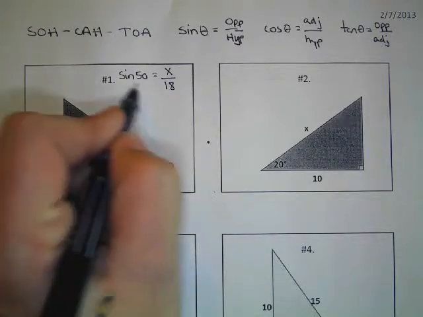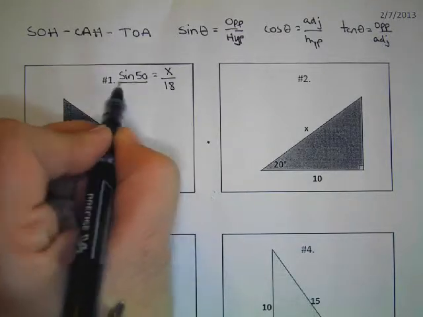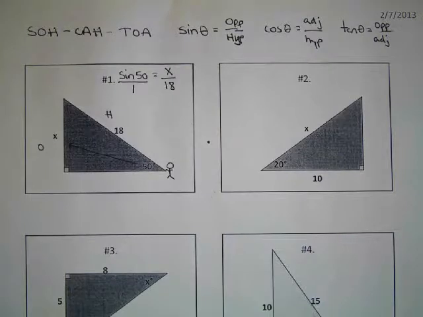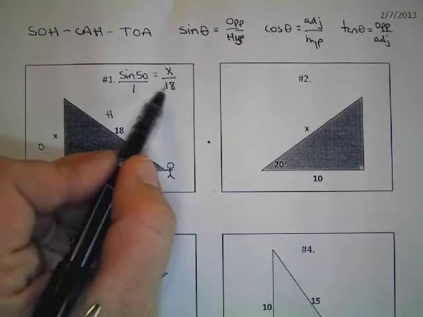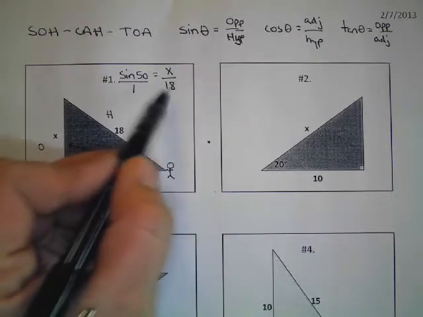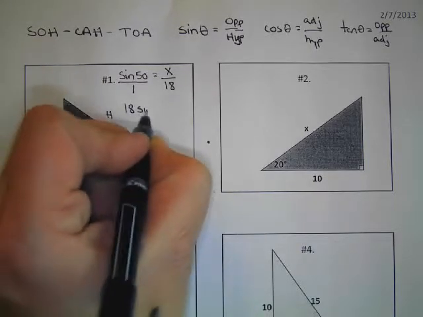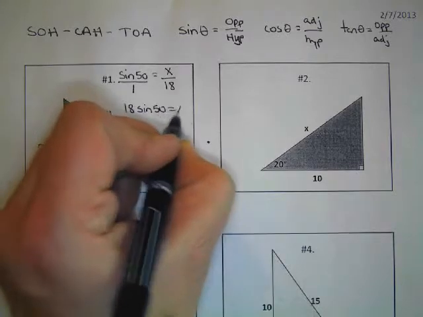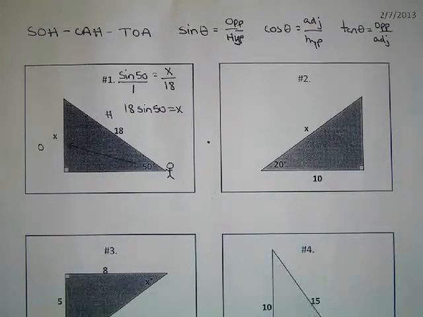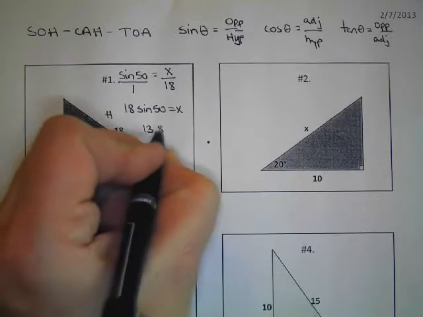To solve this, we want to cross multiply, so let's have it in a proportion. Put that over 1. When you cross multiply, this number that you're multiplying by should always go in front. So you have 18 times the sine of 50 equals x. You can type that straight into your calculator. Make sure you've put your calculator in degree mode first. So 18 sine 50, and you come out with an answer of about 13.8 for x.